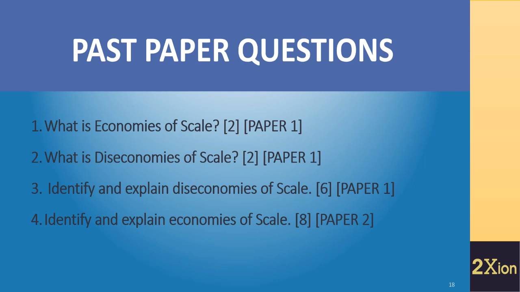And from paper 2 you have identify and explain economies of scale, which carries 8 marks. So all you need to do is just give the heading, anything, purchasing economies, whichever you want to write, purchasing economies or technical or financial or managerial, and then just write in one line what you mean by them.